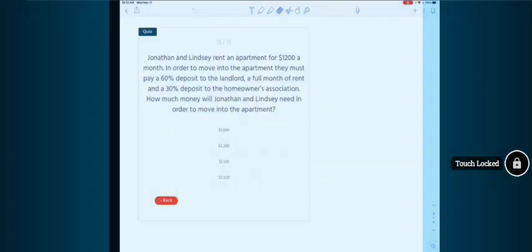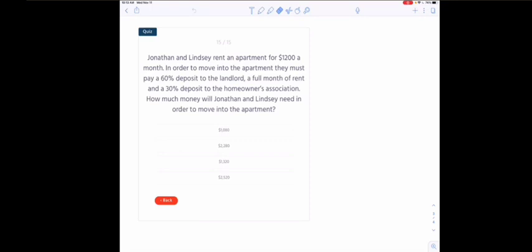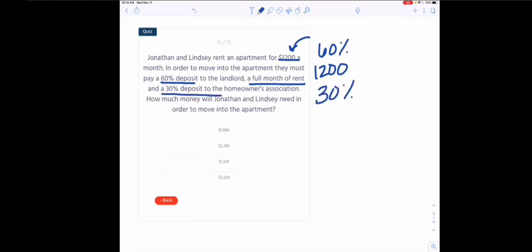Okay, so this question says, Jonathan and Lindsay rent an apartment for $1,200 a month. In order to move into the apartment, they must pay a 60% deposit to the landlord, a full month of rent, and a 30% deposit to the homeowners association. How much money will Jonathan and Lindsay need in order to move into the apartment? Okay, so it tells us already how much the monthly payment is, right? But how much they need to move in is actually in the second sentence. It says in order to move in, right? They must pay a 60% deposit, so we need 60% of this, okay? A full month of rent, so $1,200, and a 30% deposit, so 30%. So now what we're going to do is find 60% and 30% of 1,200, and add that to this 1,200 right here, okay?